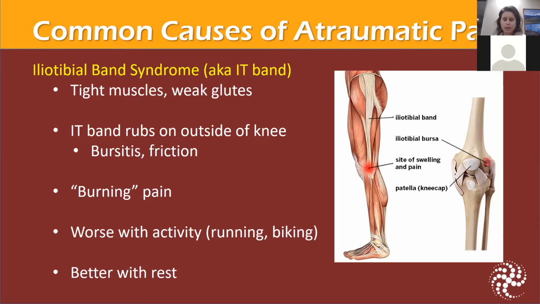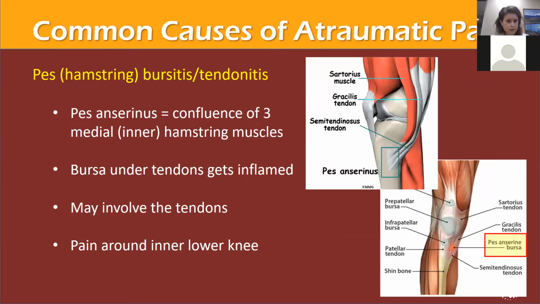And so that's a very common presentation for that. Next is hamstring tendonitis. So the common thing that I see a lot is what we call pes bursitis or pes tendonitis. So the pes anserine is where you have medial hamstrings, which are three muscles on the inner part of your back thigh that run along the inner part of your knee and insert sort of right on the top there, as you see in that picture down below, the top inner part of the tibia.